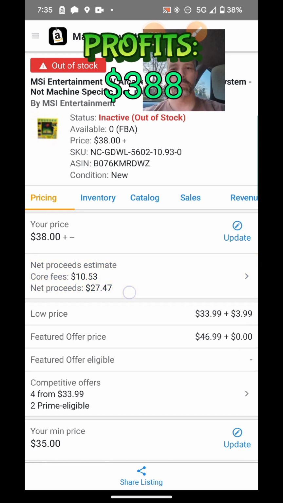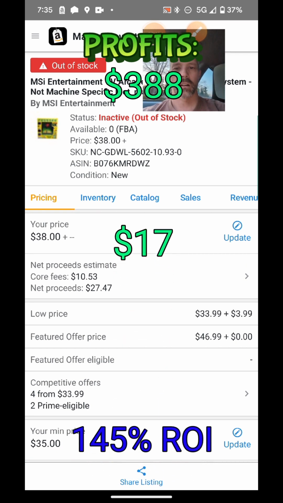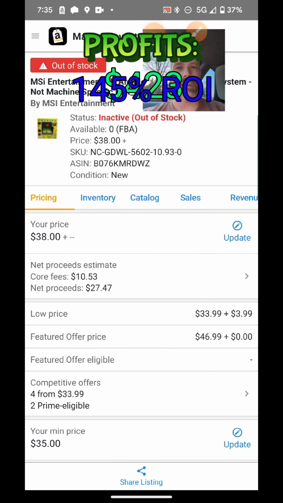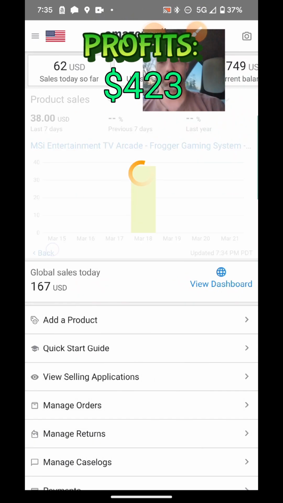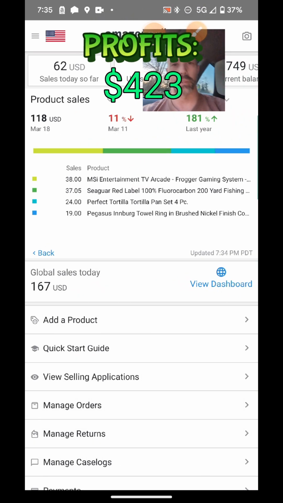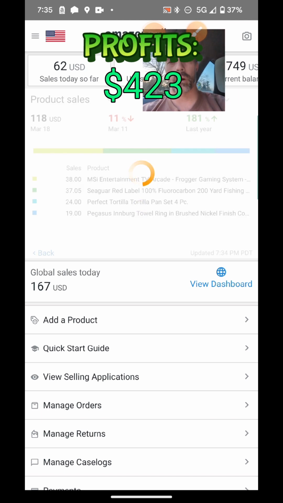So that means after shipping, which was probably $1, give or take, I made $17 profit on that one. Plus my $10 comes back. I'll probably keep saying that.